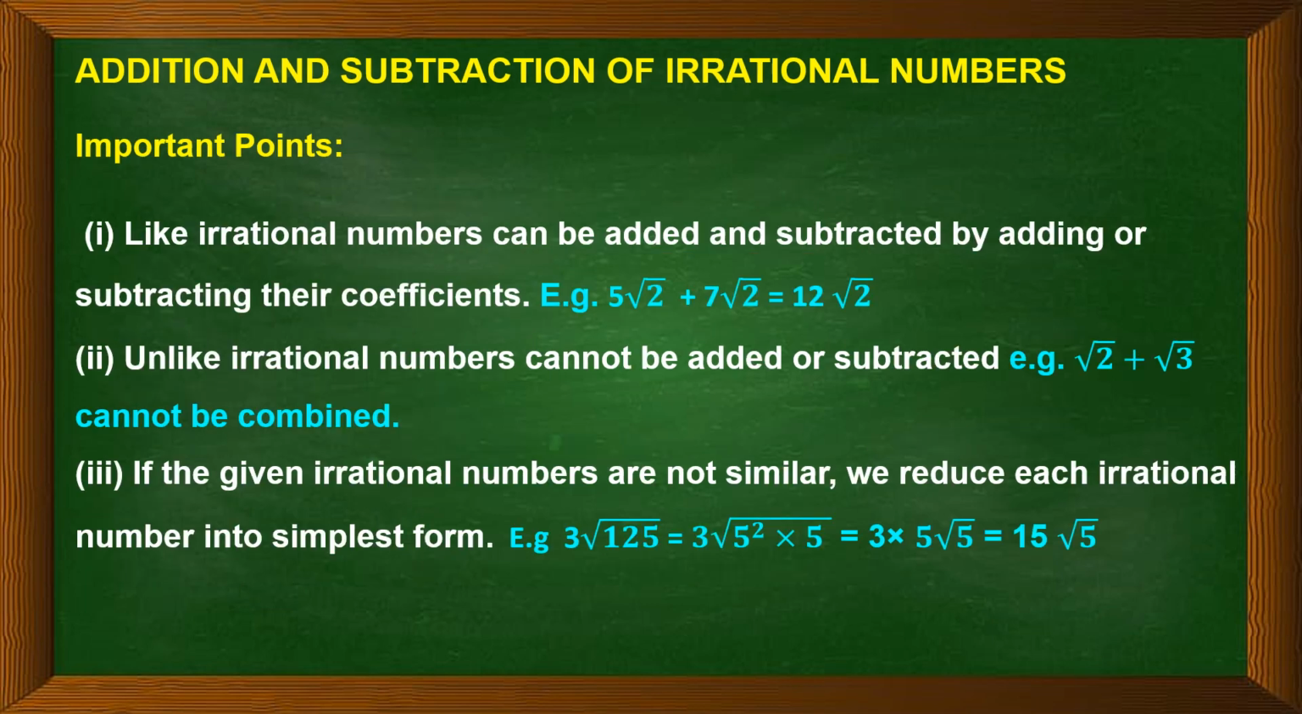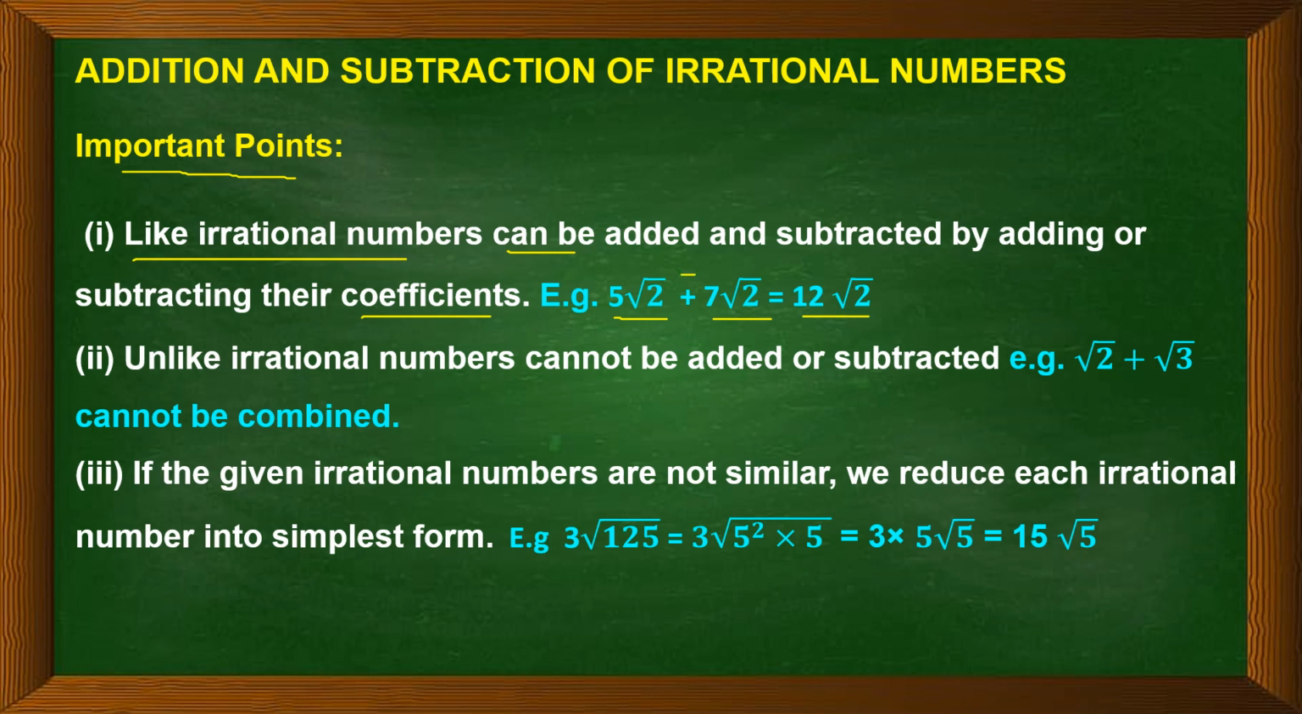Now there are some important points, or you can say some rules, which we should follow for addition and subtraction of irrational numbers. First point is, like irrational numbers can be added or subtracted by just adding or subtracting their coefficients. For example, if we have 5 root 2 plus 7 root 2, over here the common irrational factor is root 2. So we can just add the coefficients. 5 plus 7 is 12, so 12 root 2.